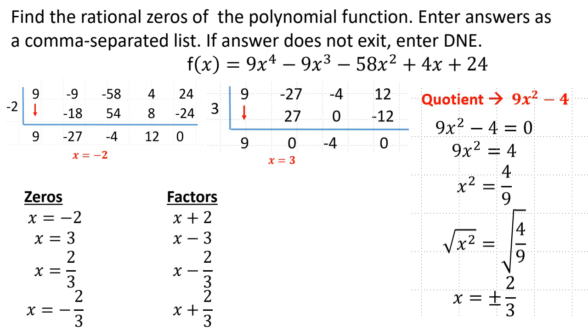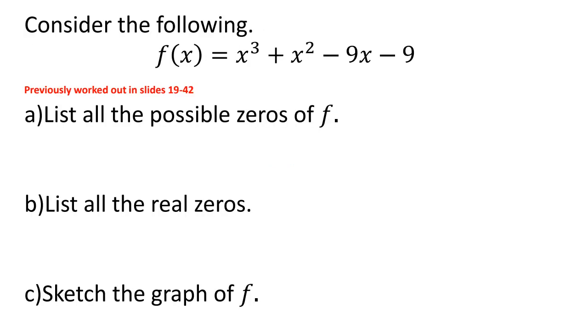All right. So again, let's do this next one. We have x cubed plus x squared minus 9x minus 9. We had previously done this one, but let's go ahead and answer how you might see it on the homework. On the homework, it's going to ask us to list all the possible zeros of f, list all the real zeros, and then possibly sketch the graph. Now again, in your homework, it's going to be multiple choice, but we can sketch it.